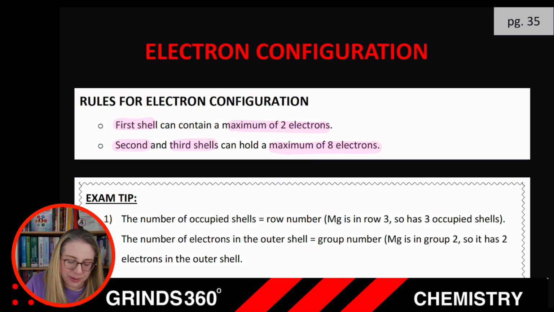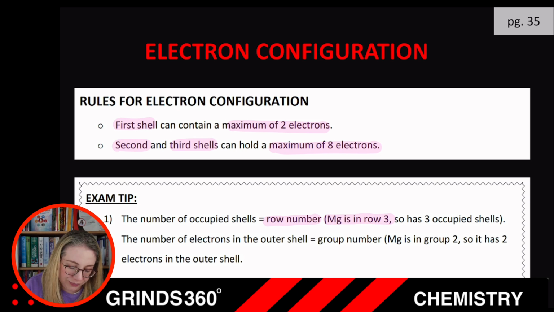Now, the exam tip: the number of shells or rings that you need to draw around the nucleus, you'll find using the row number. So for example, in the periodic table, magnesium is in the 3rd row. So you go 1, 2, 3, and you find magnesium. So it's in the 3rd row down. That means when you're drawing an atom of magnesium, you need to draw 3 rings around the nucleus for the electron shells.